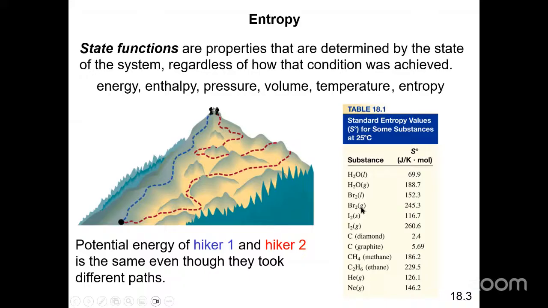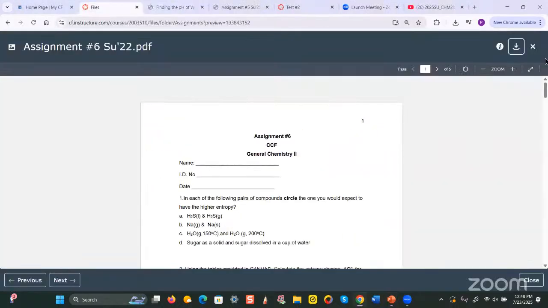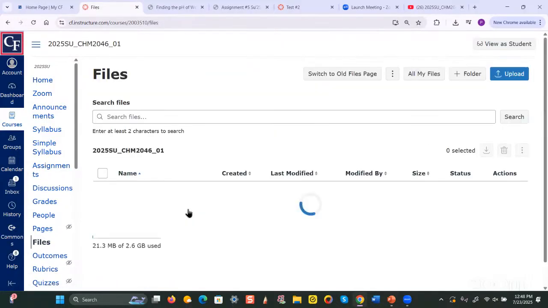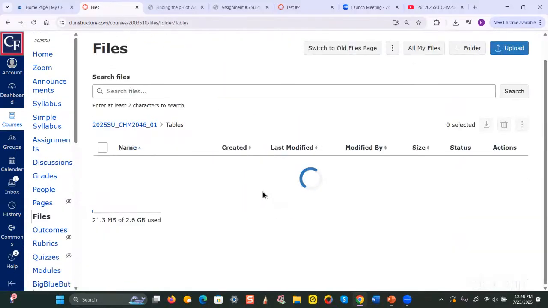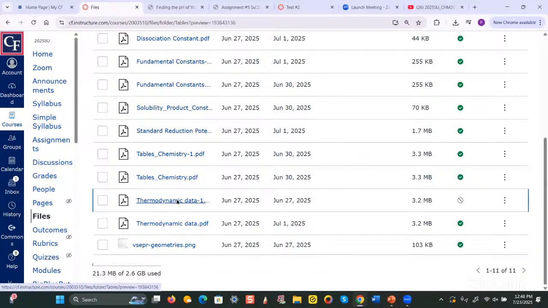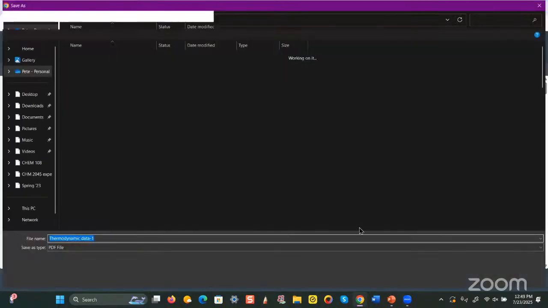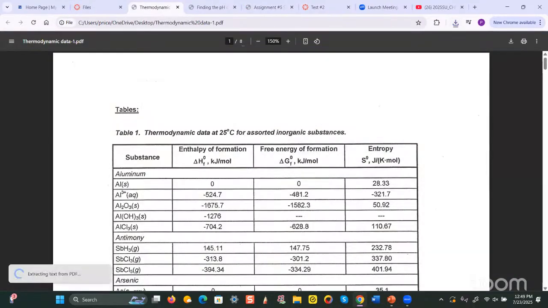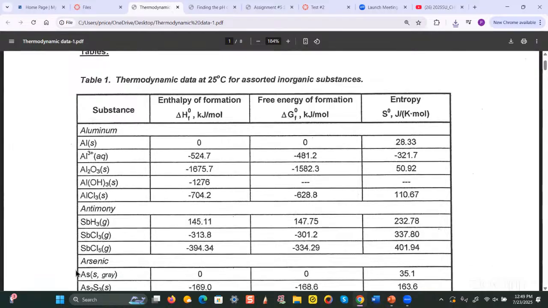Again, I've provided for you guys a more comprehensive table with these values in Canvas. Let me see if I can show you where it is. So if you go to tables, and where it says thermodynamic data, all right, so this is a bit more comprehensive table. Let me just show you. Okay, so in the extreme left side of the column, it gives you the formulas of different substances.